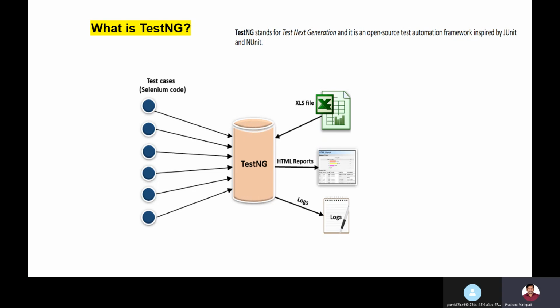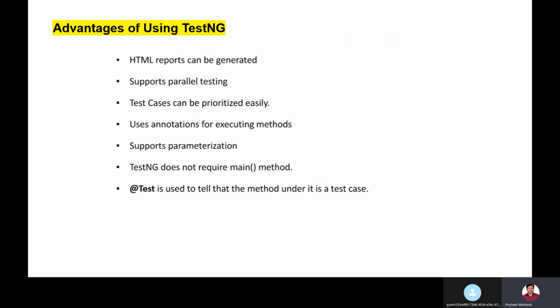Basically, the advantages of TestNG are: it will generate the HTML reports, it will support parallel testing, test cases can be prioritized easily, it uses annotations for executing the methods, it supports parameterization, as well as, as I told you, parameterization and data.